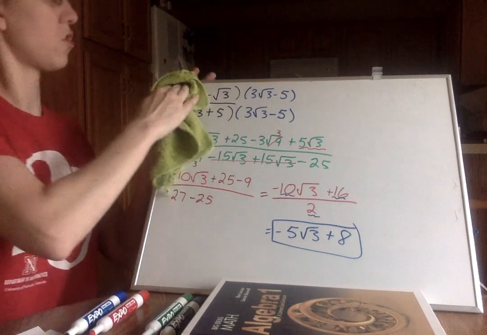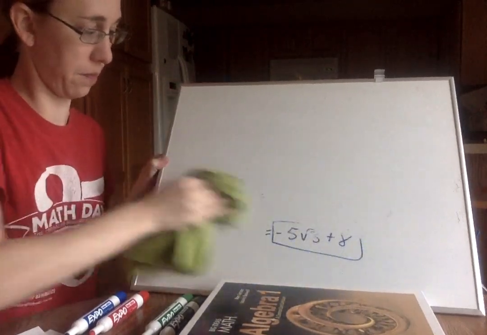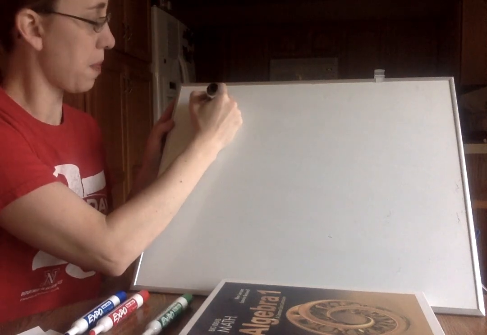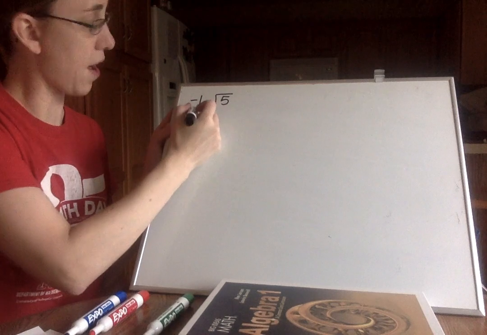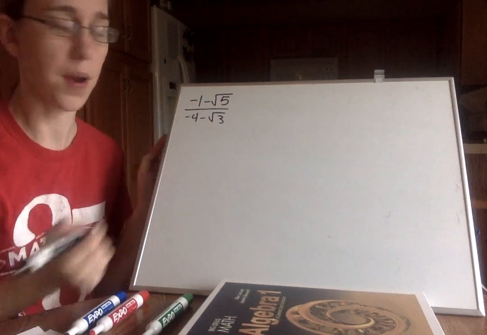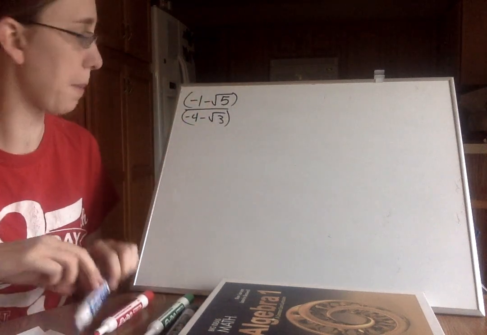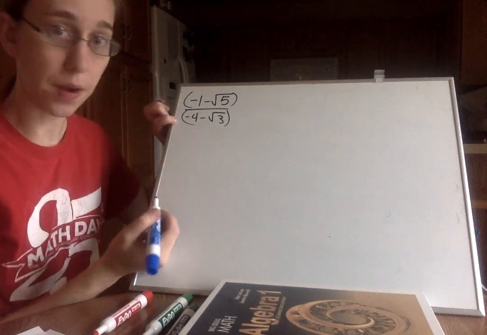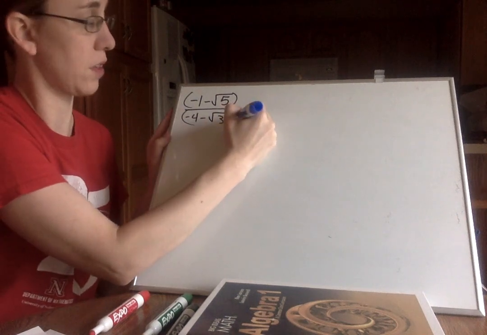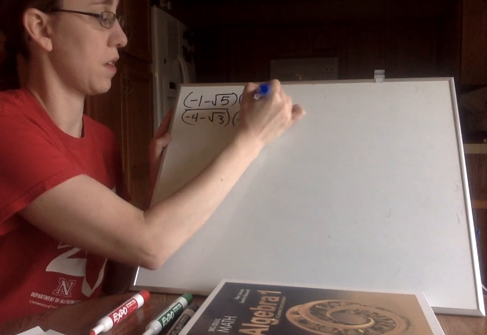Okay, let's try one more. I know these ones are a little tricky. So let's go through another one together. Okay, we've got negative 1 minus square root 5 over negative 4 minus square root 3. So first step, let's put in those parentheses, okay? We don't want to forget them. Conjugate of the bottom, remember, and only change this middle sign. Don't worry about the negative in front of the 4. It's going to stay. So negative 4 plus square root 3, and then same thing on the top.